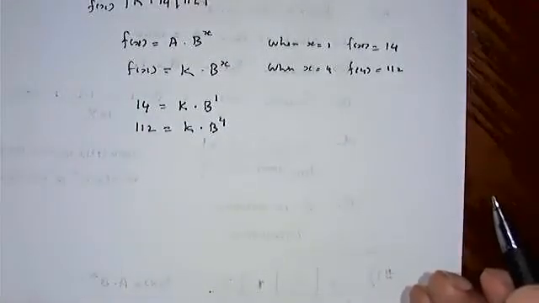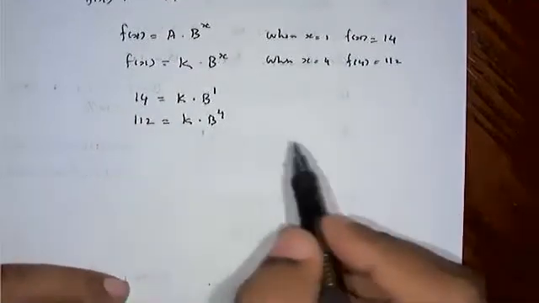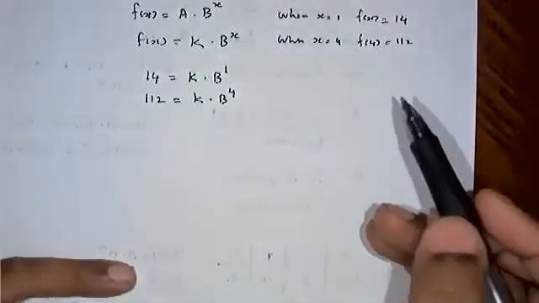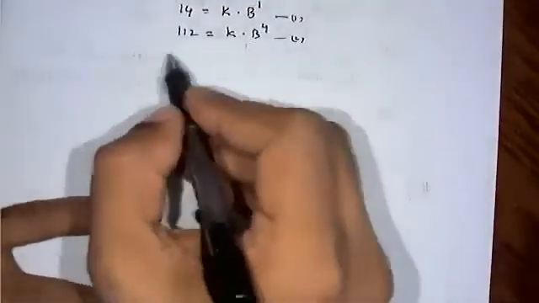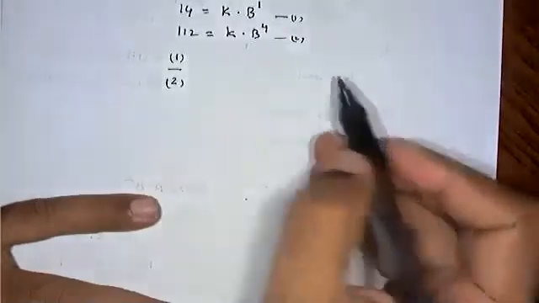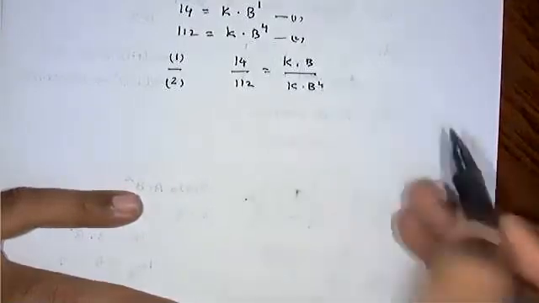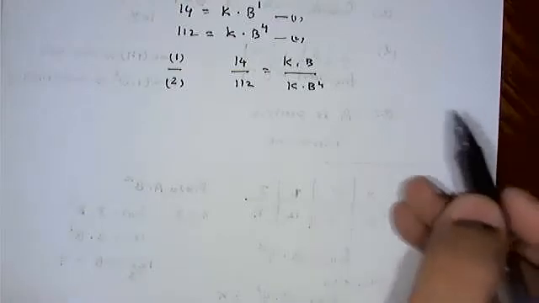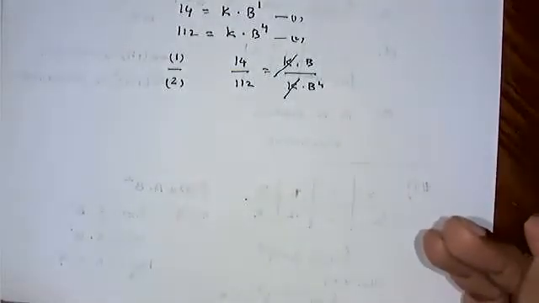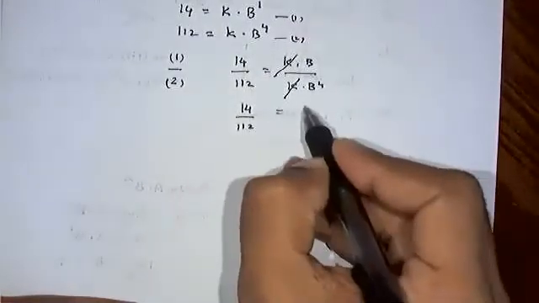By using this, we can identify the b if you can somehow get rid of one of the variables. In this case, we can divide one equation by the other one. If I call this one equation 1 and this one equation 2, and you divide 1 by 2, what you get is 14 over 112 on the left hand side of the equation, and then k times b over k times b to the 4. It does not matter if you divide 2 by 1 or 1 by 2. When you're dividing like this, these k's cancel out because both numerator and denominator have k. So 14 over 112 will be equivalent to b over b to the power 4.